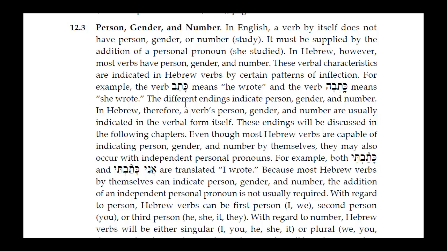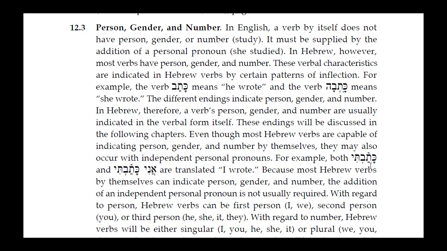The different endings, again, in Hebrew, a verb's person, gender, and number are usually indicated in the verbal form itself. So these endings will be discussed in the following chapters. Even though most Hebrew verbs are capable of indicating person, gender, and number by themselves, they may also occur with an independent personal pronoun. So there may be a pronoun that's put with the verb, although it's not necessary.